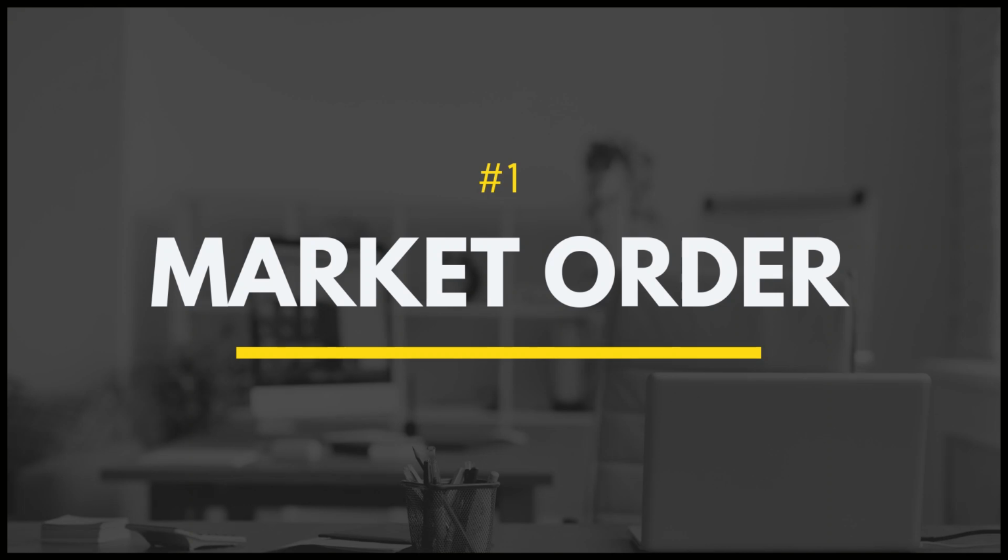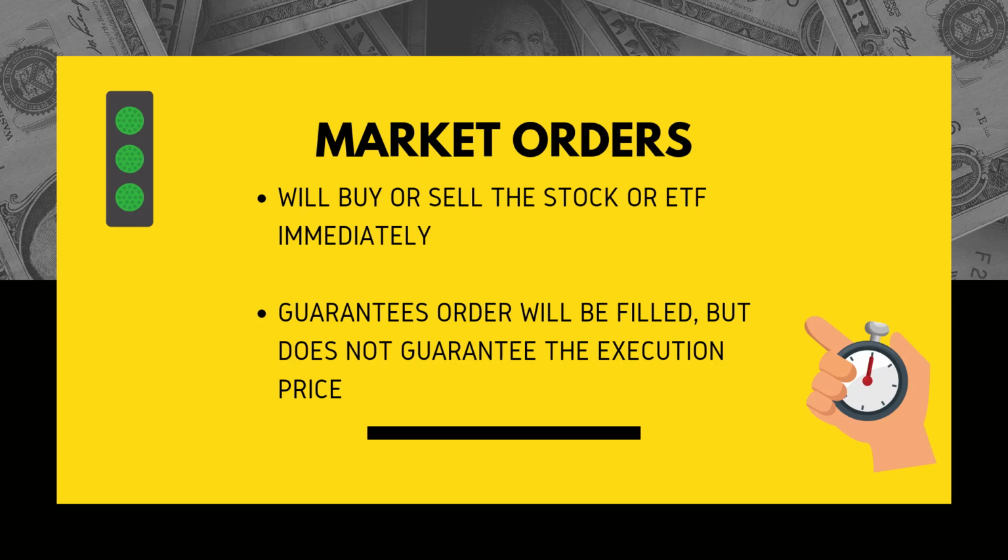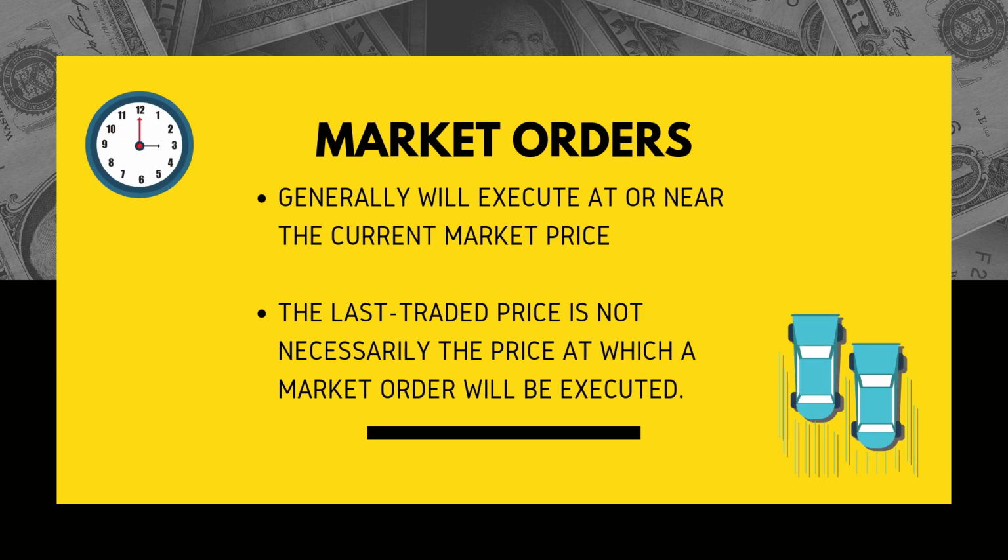So firstly, there is the market order. Defined by the investor.gov website, market orders will buy or sell the stock or ETF immediately. Now, this guarantees the order will be filled immediately, but it does not guarantee the execution price. Market orders generally will execute at or near the current market price. The last traded price is not necessarily the price at which a market order will be executed.